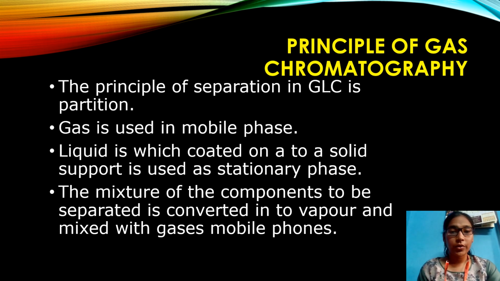Principle of gas chromatography. The principle of separation in GLC, gas-liquid chromatography, is partition. The gas is used as the mobile phase and the liquid is used as the stationary phase. The liquid, which is coated onto a solid support, is used as the stationary phase. The mixture of compounds to be separated is converted into vapor and mixed with the gas, which is the mobile phase.